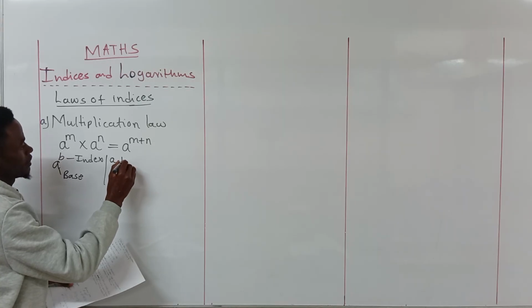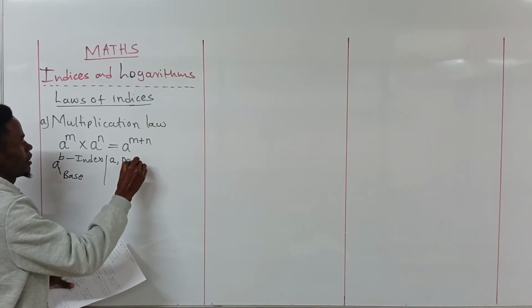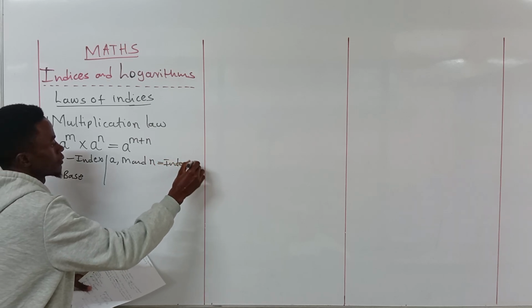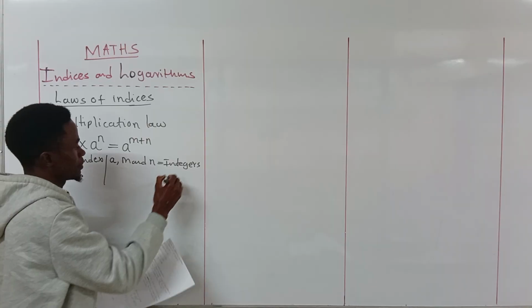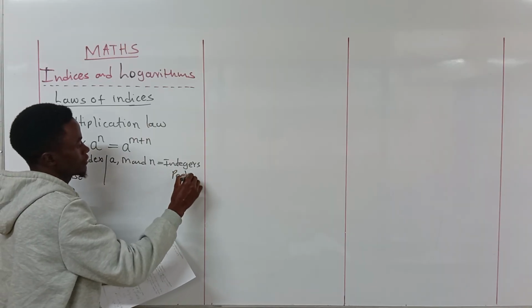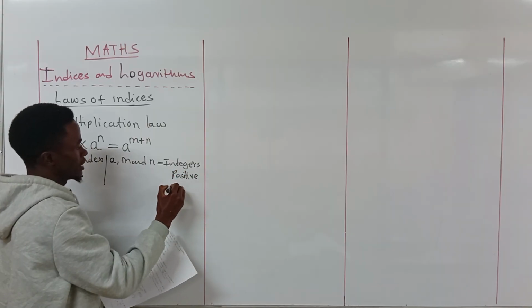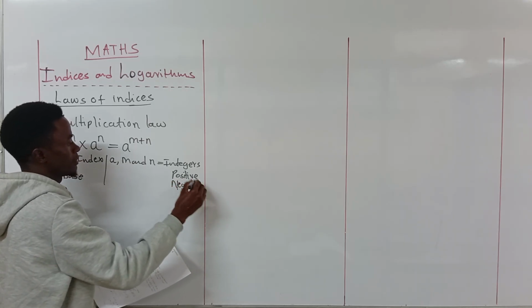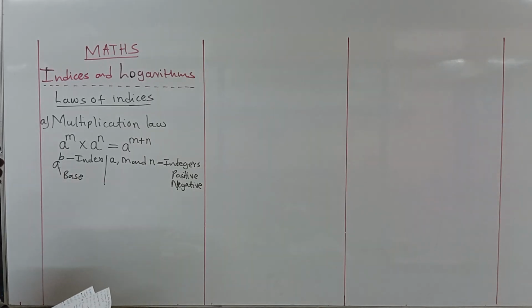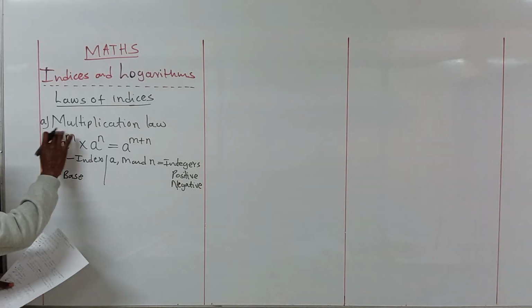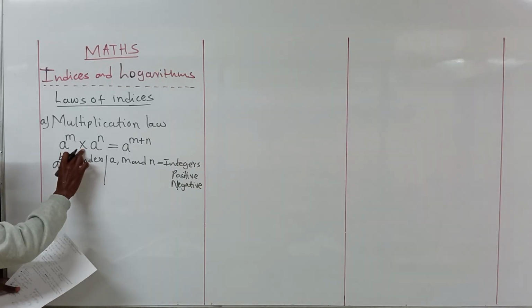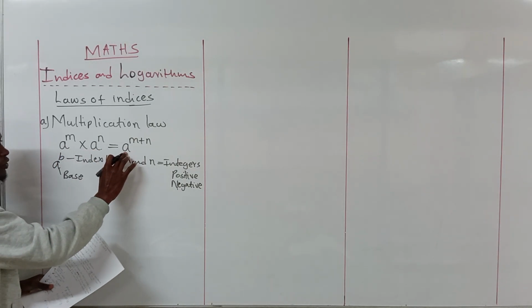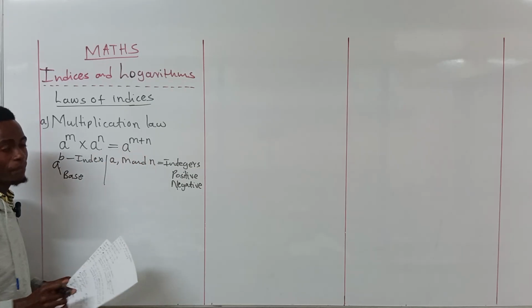In this case, our a, m, and n can be integers. An integer can be a positive integer, it can also be a negative integer, and zero is also an integer. So what does it mean? On the multiplication law, the sign connecting the two indices is multiplication, so we introduce addition on the powers.